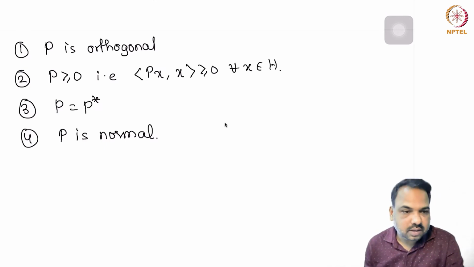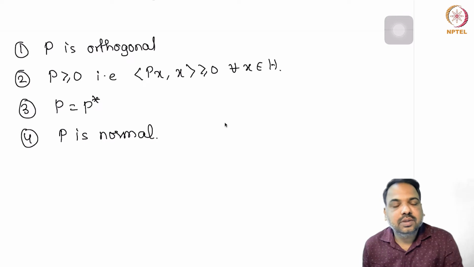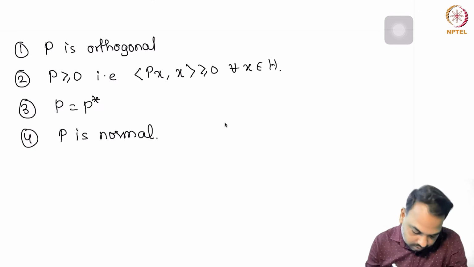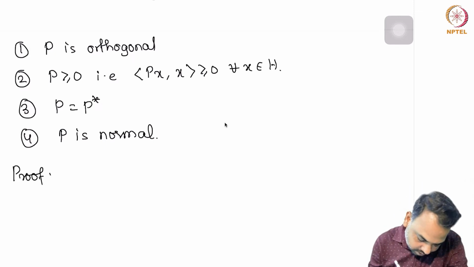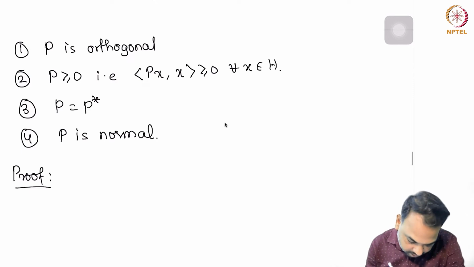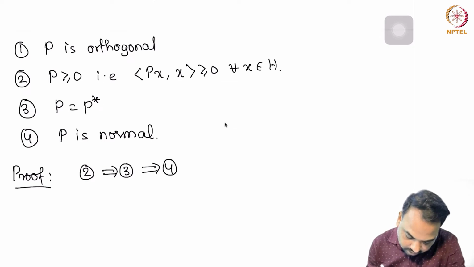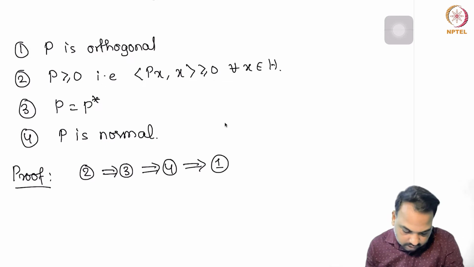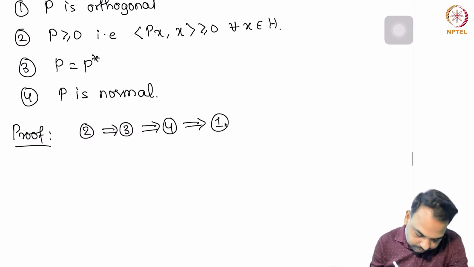So we have observed that when P is a normal projection, then it must be orthogonal. That means 4 implies 1 holds. So let us look at the proof. When P is positive, automatically it is self-adjoint. When it is self-adjoint, automatically it is normal. Hence 2 implies 3 and 3 implies 4 are clear, and we have already observed that 4 implies 1 is also true. Now only thing we have to see is 1 implies 2.